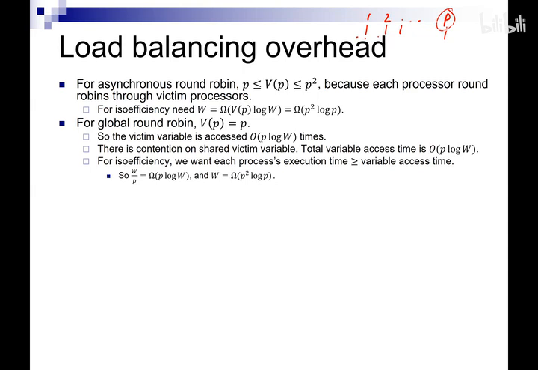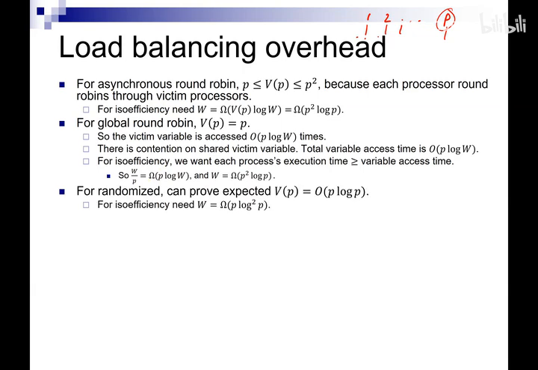For each process, assuming the processes are perfectly load balanced, the total work is going to be W, so each process is going to do W divided by P amount of work. You want the work done by each process to be at least the time for accessing the variable. If you do this, you end up with W being omega of P squared log P.